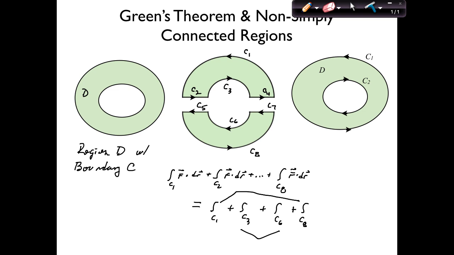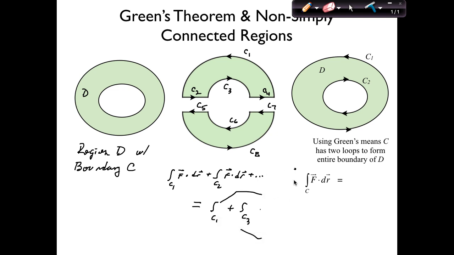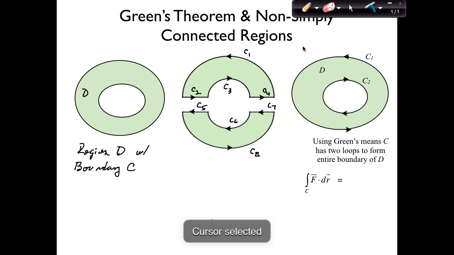So we'll just reduce that to C. C1 being the outside and C2 being the inside. So I'm renumbering now. We'll do C1 and C2. So using Green's theorem then means what? That if we set up Green's theorem, what would the integral over C be? It would be the sum of those two, C1 and C2.